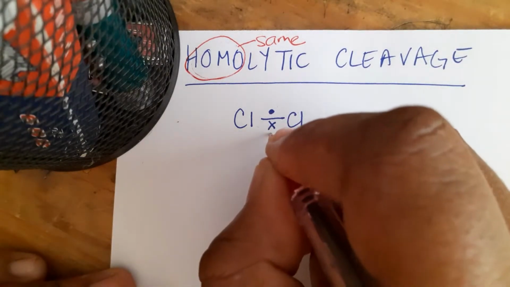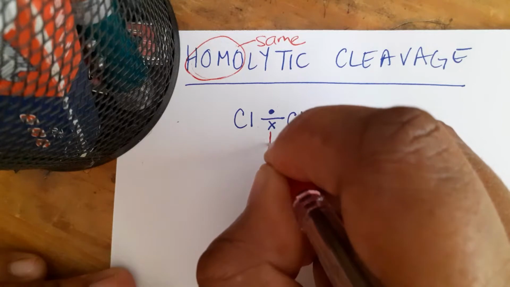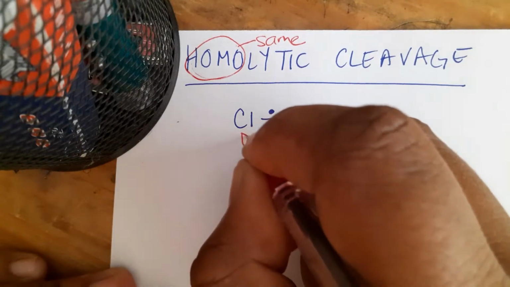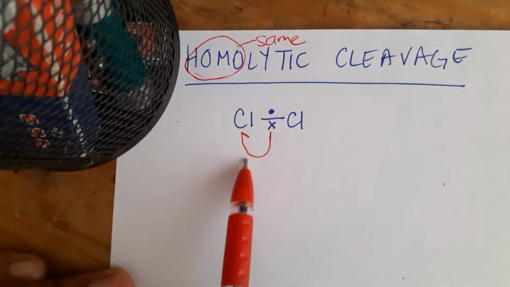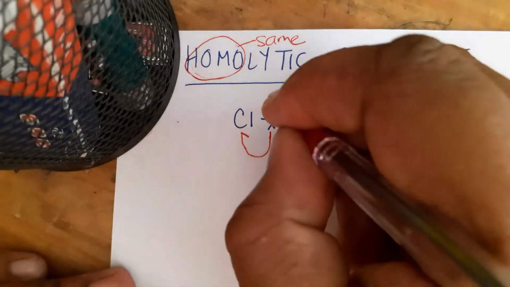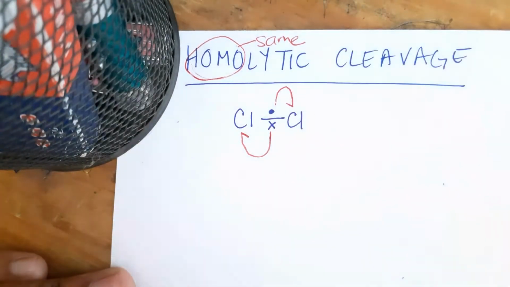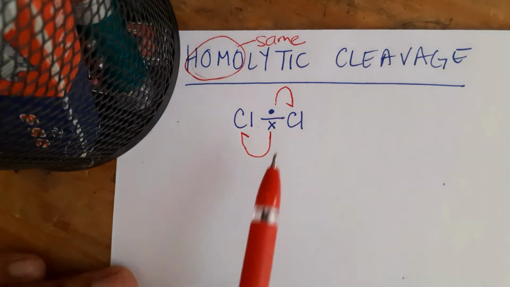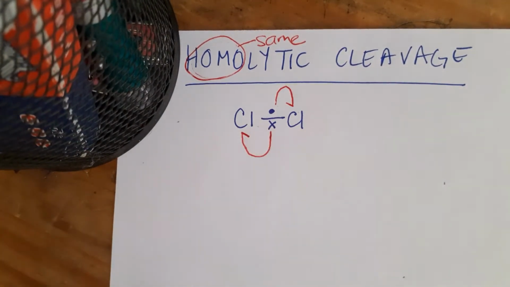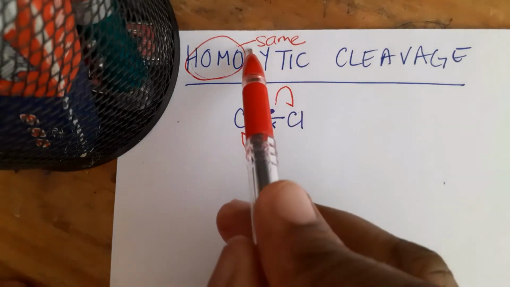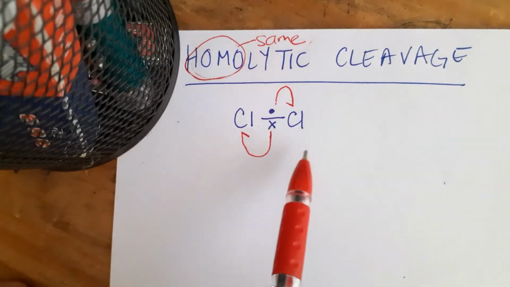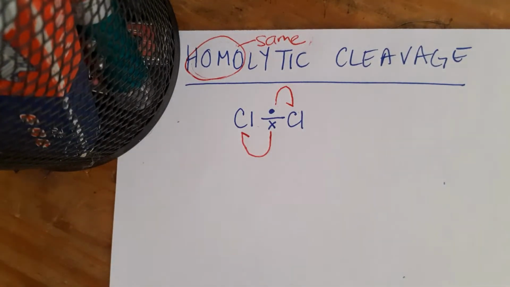So we can use a half arrow to show that this electron will go back to that chlorine atom, while this electron will go to the other chlorine atom. In other words, the electrons are going to move away, and they will move to either of the chlorine atoms, because the same thing is happening to each chlorine atom, where each chlorine atom is receiving the same amount of electrons.